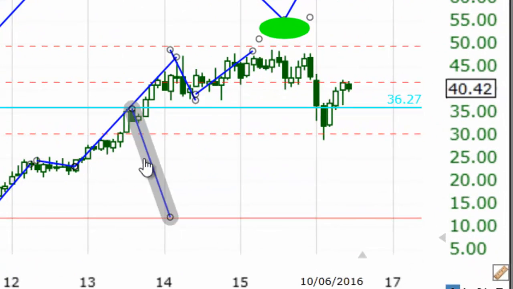I need to add also that the 50% Fibonacci retracement level is the second most powerful Fibonacci key level. It's also a psychological price level.